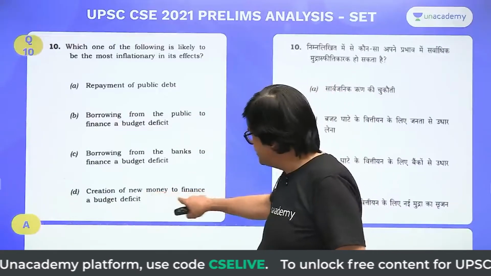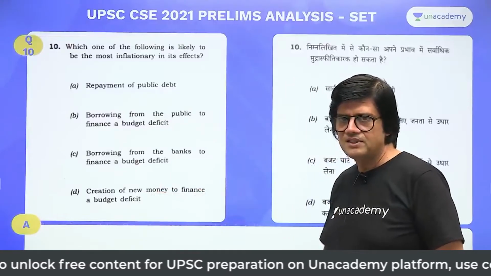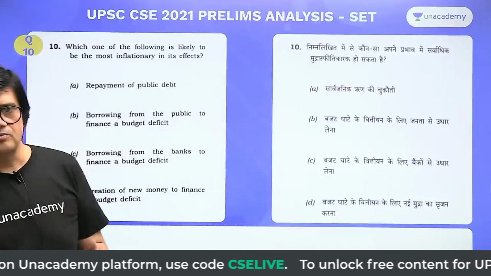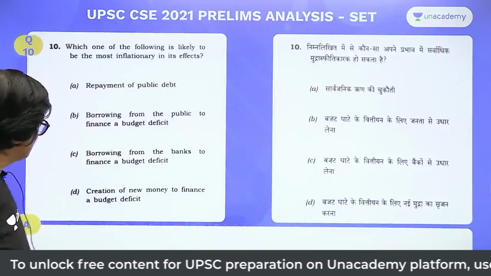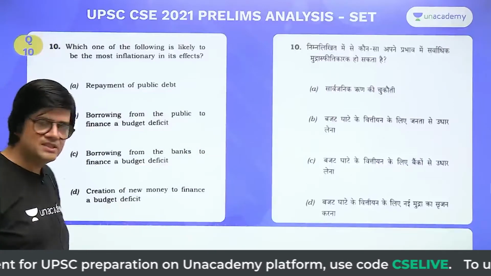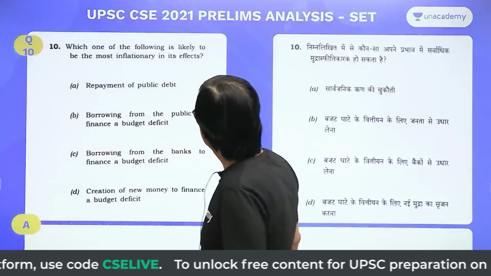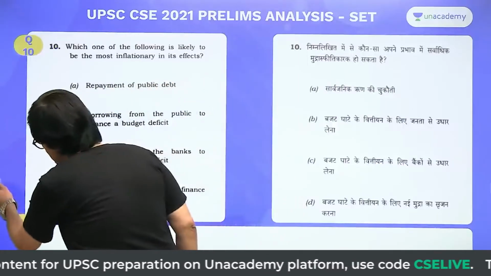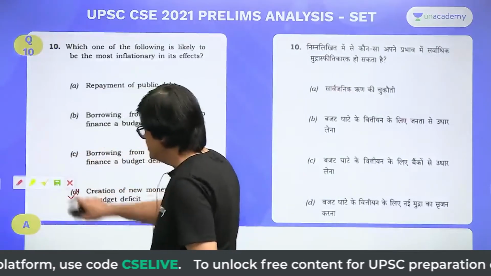But creation of new money, that is in the form of deficit financing, as we call it. Deficit financing means that the government would print new currency or a new form of money. So creation of new money to finance a budget deficit is definitely likely to have a greater impact on inflation. So the most inflationary out of the given options would be option D.